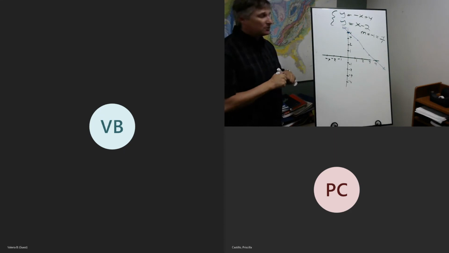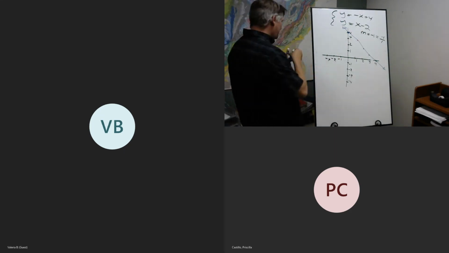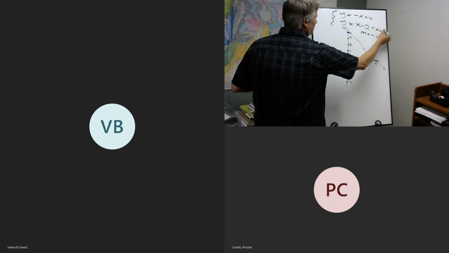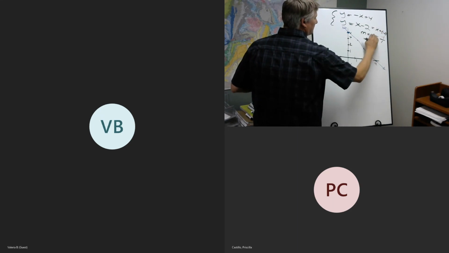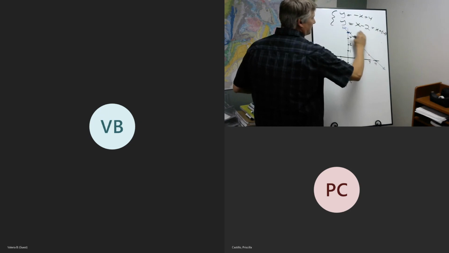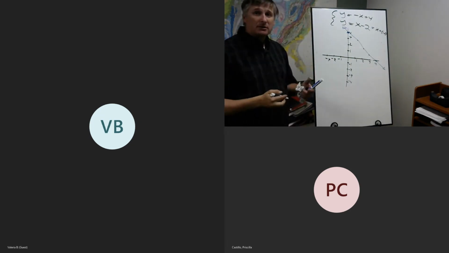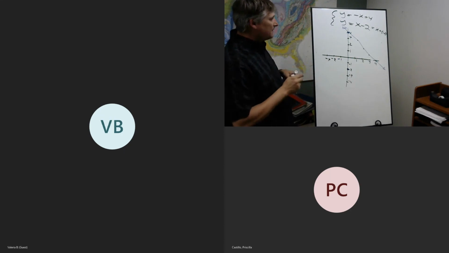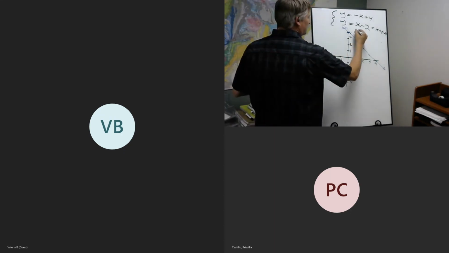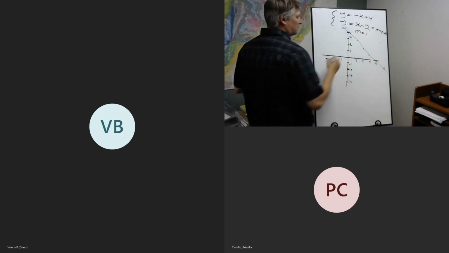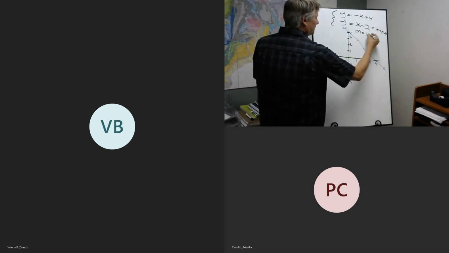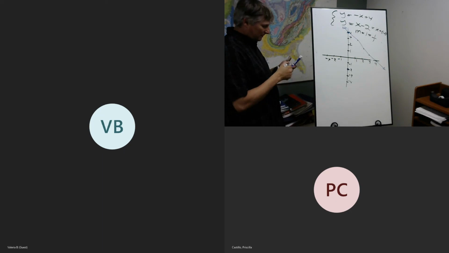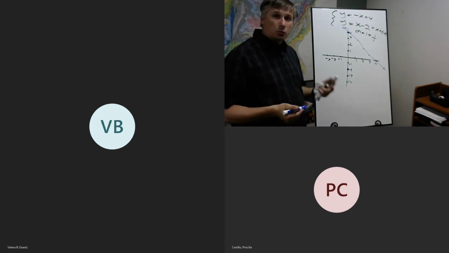For this next one, x minus 2, you can think of this as x plus negative 2, where b is going to be negative 2. And then in this case, m is going to be 1, or 1 over 1. So the rise is 1 and the run is 1.